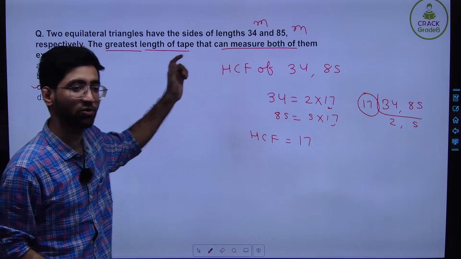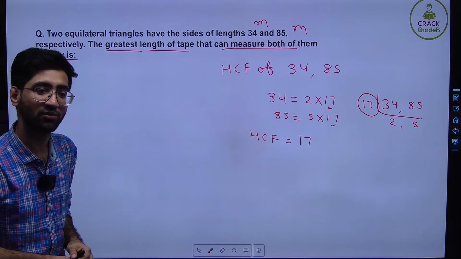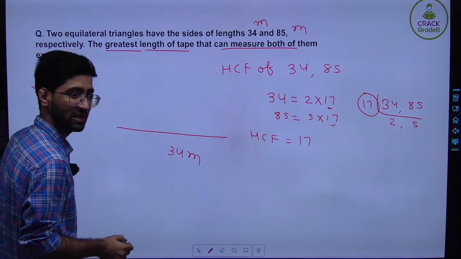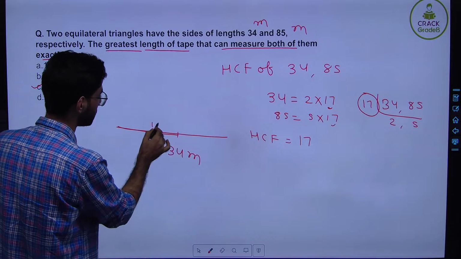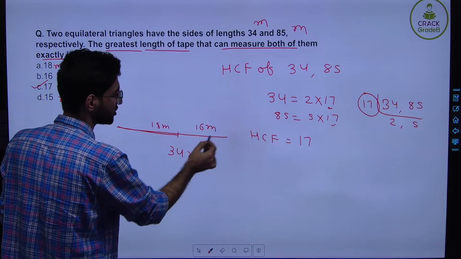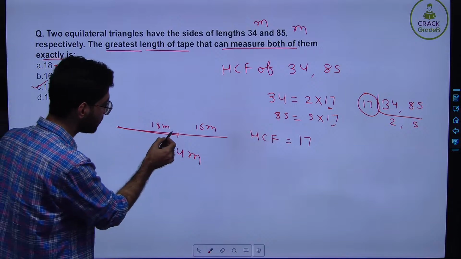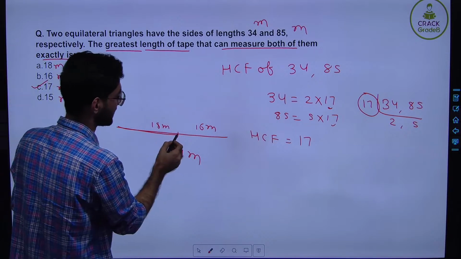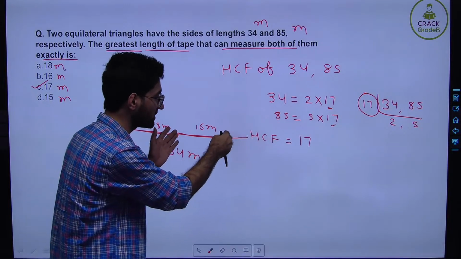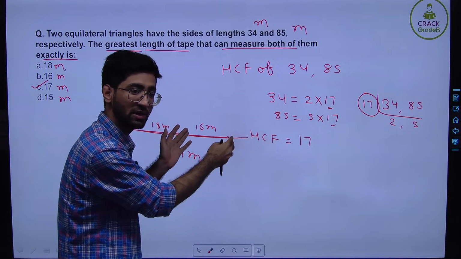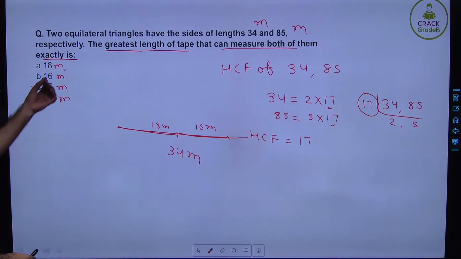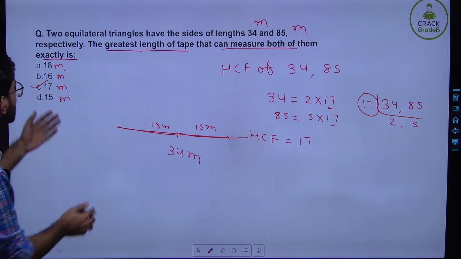Can you measure 34 meter by using 18 meter? No, you can't measure. Notice this thing. Suppose this is 34 meter, right? So obviously, suppose till this point, this is 18 meter. If till this point, this is 18 meter, means the rest of the length is 16 meter. And if you put that 18 meter tape again here, it will exceed. So you will not be able to measure, right? So if you can't measure 34 meter by using 18 meter, similarly, you can check about 16.